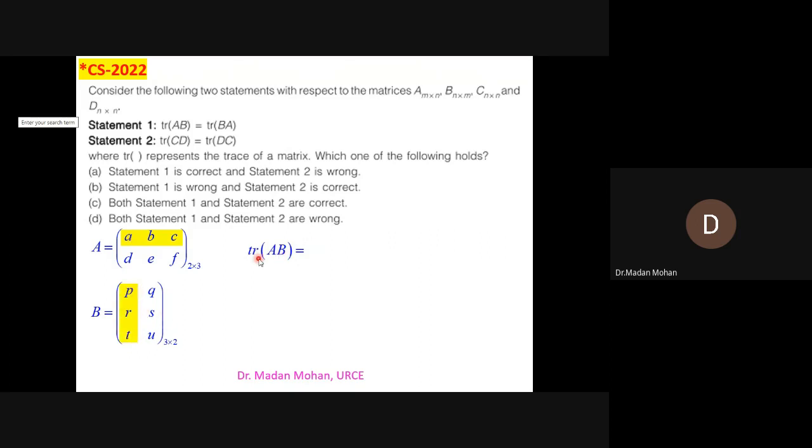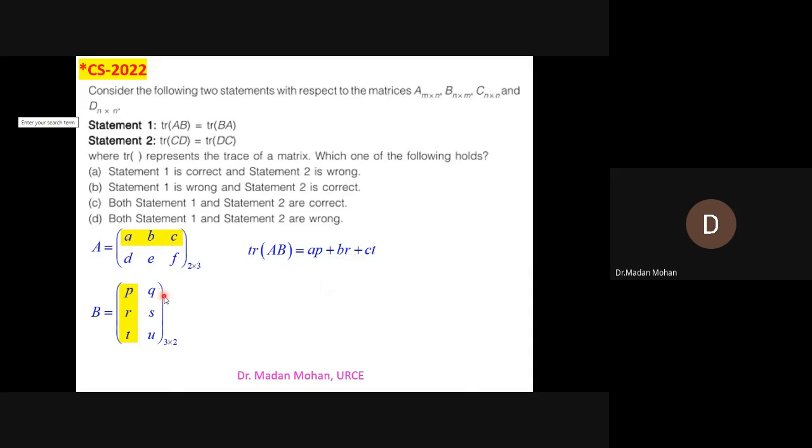First row of A multiplied with first column of B. Now tell me this: AP plus BR plus CD. Do you agree? AP plus BR plus CD. Okay. Next, please. It's not completed.